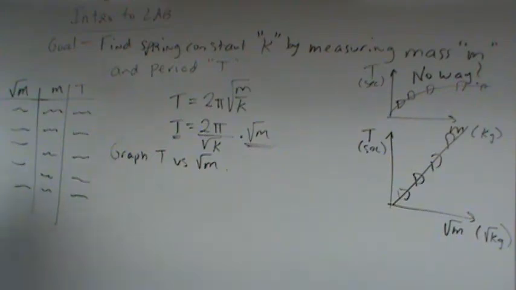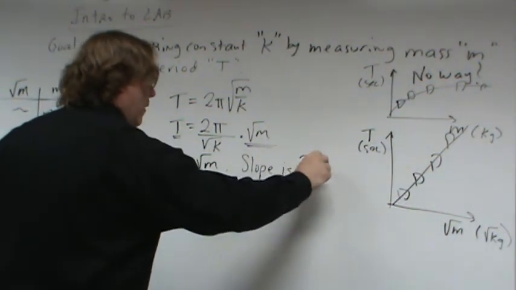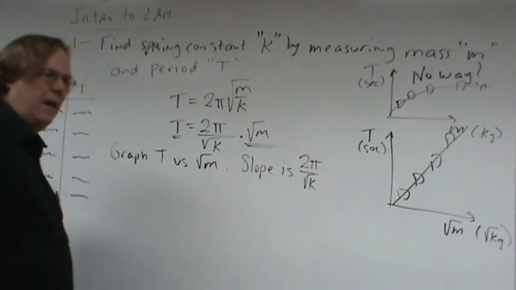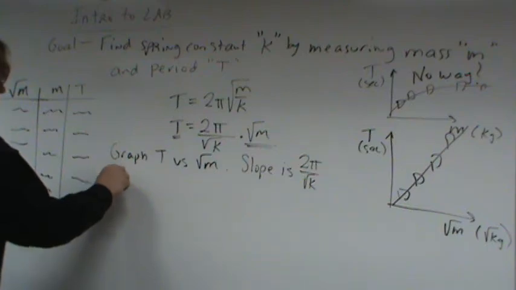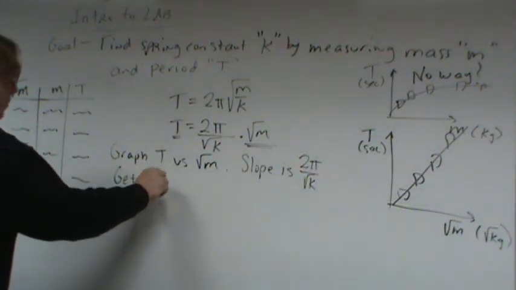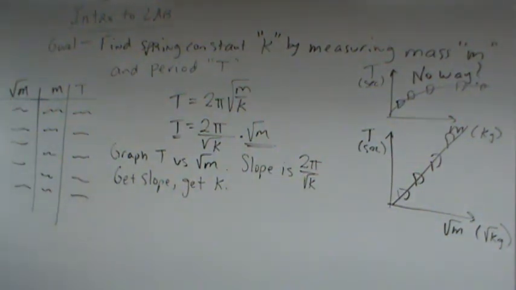Someone raise your hand so I know who to call on. Yes? 2 pi over rad k. Yeah, 2 pi over rad k. You guys okay with that? Slope is 2 pi over rad k. Okay? And so once you get the slope, you can get k. Get the slope, get k. And that's what I'm going to ask you to do.